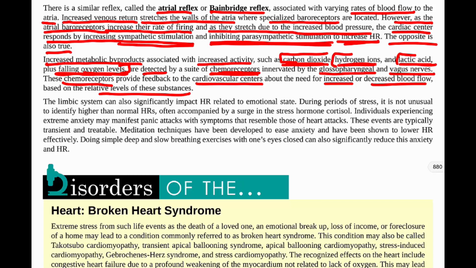And then, of course, the opposite would be true. If we have our chemoreceptors noting the level of carbon dioxide and the level of carbon dioxide is very low, then we don't need to increase our heart rate. So we would need to decrease it, for example.